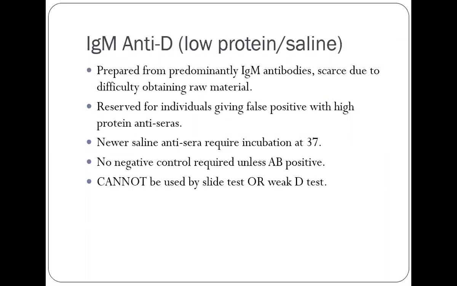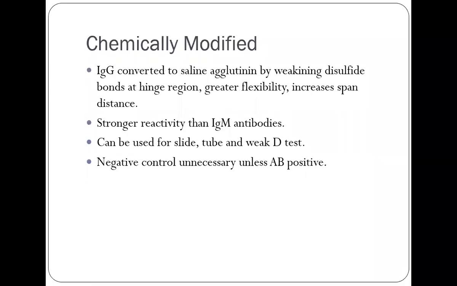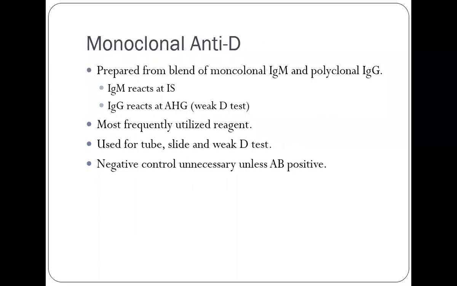Here's your IgM anti-D. I'm just going to quickly go over them because I just discussed them, but make sure you look at them and you know the difference. And here's the monoclonal one. You'll see it says it's the most frequently utilized reagent, and the reason is because it will react at immediate spin, but we also use it for the weak D test. And the only time we really need to do a control tube is when we have an AB positive person.